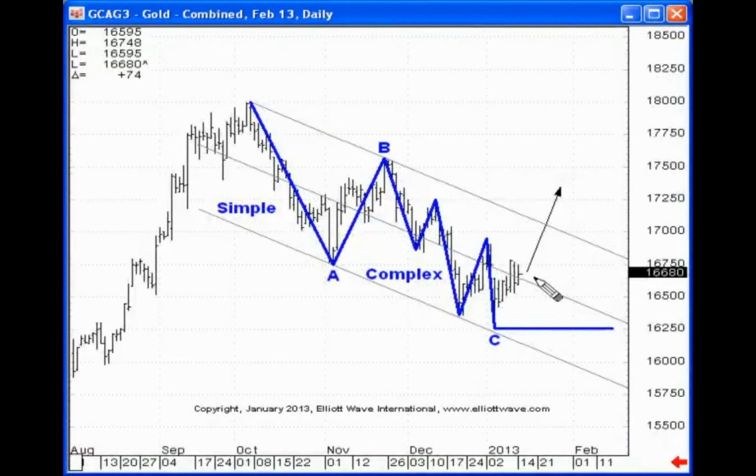And this is how we apply the guideline of alternation, not only to help improve our wave counting ability, but also to identify trading opportunities.